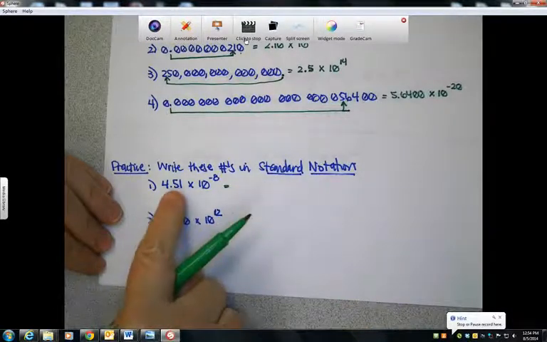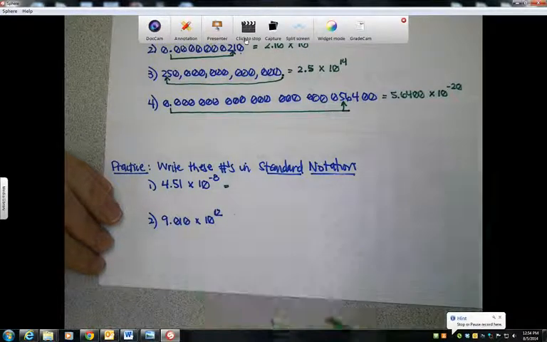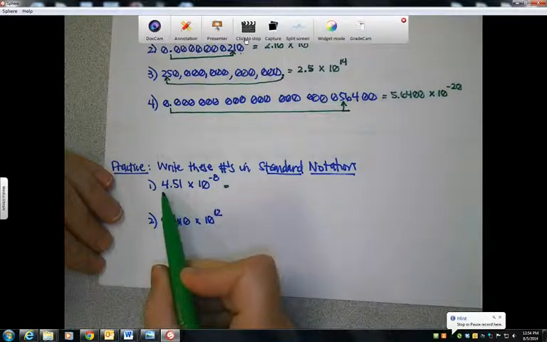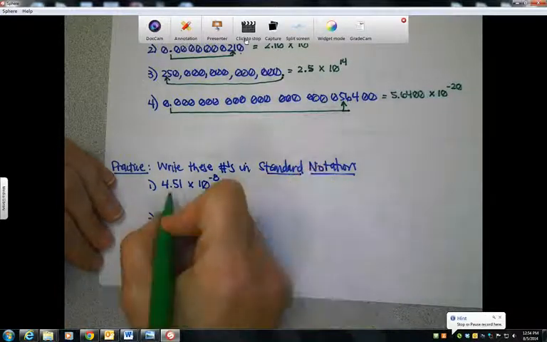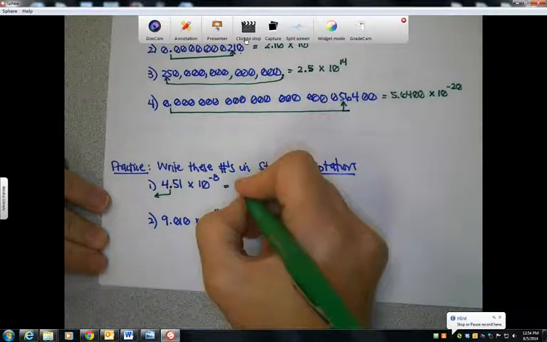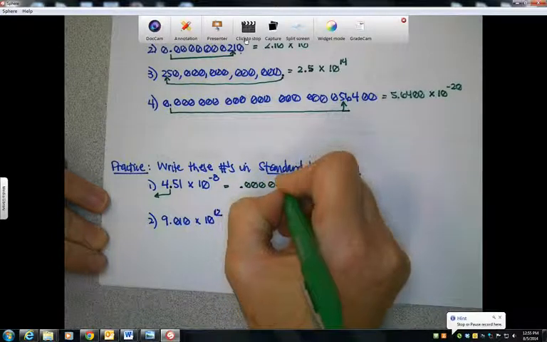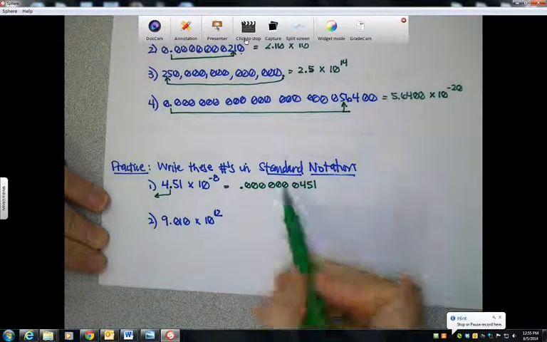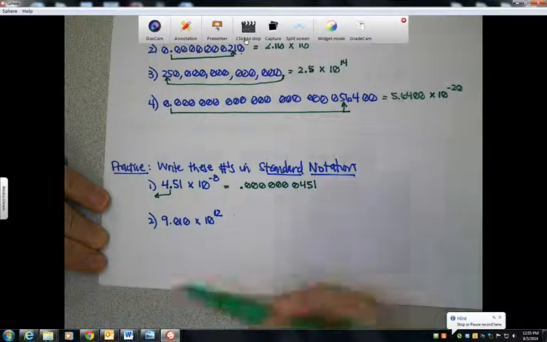So we're going to take this number and expand it into standard notation, meaning we're going to add the zeros back. Notice the negative 8. That means we're going to move the decimal to the negative, or to the left. So we're going to take that decimal and move it 8 spaces to the left. So you're going to get 0.000000451. So you took the decimal and you moved it 1, 2, 3, 4, 5, 6, 7, 8 spaces to the left because it was negative.